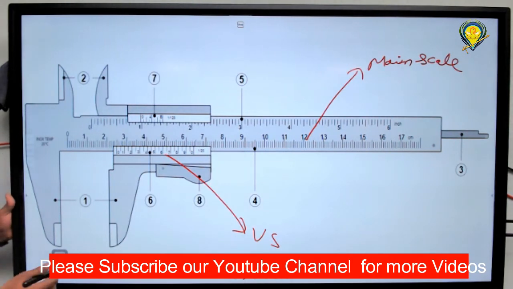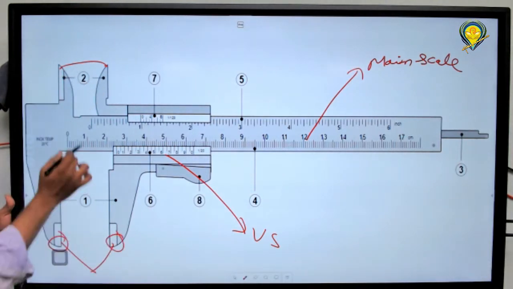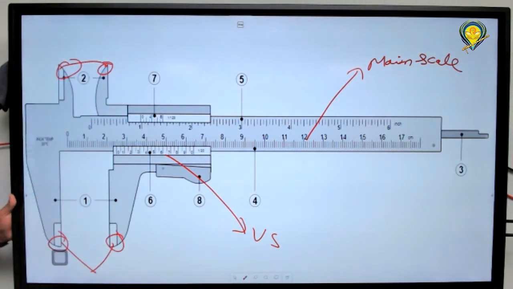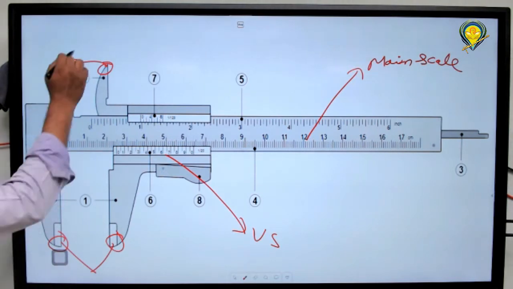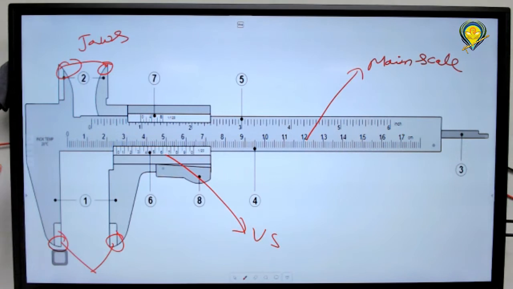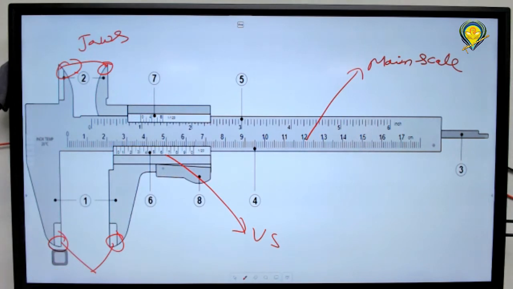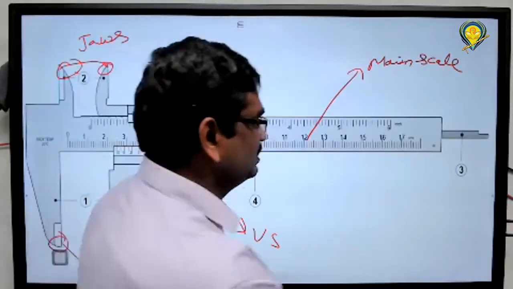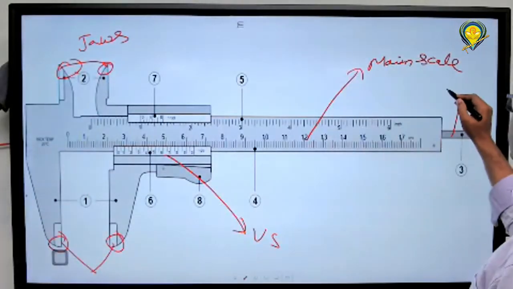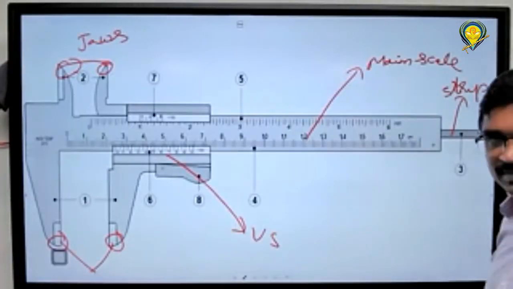Next, these two and these two also, this one, this one, this one, this one. These four are called jaws. These are internal jaws. These are external jaws. Next, this one is a metallic strip.